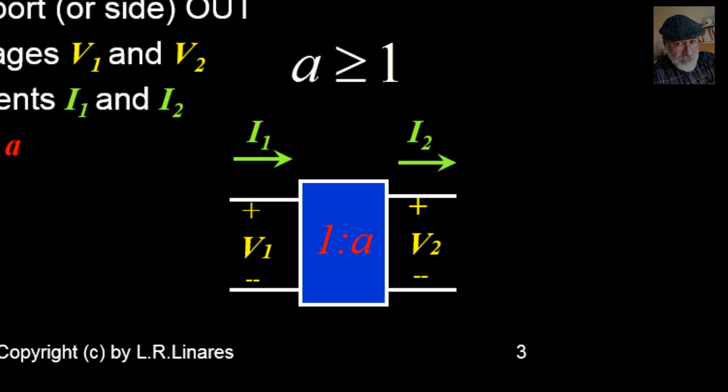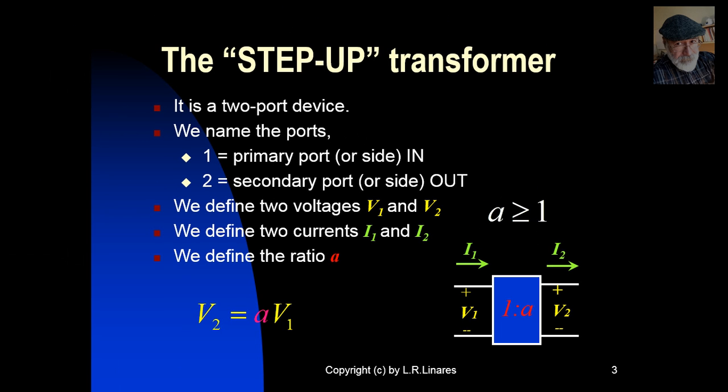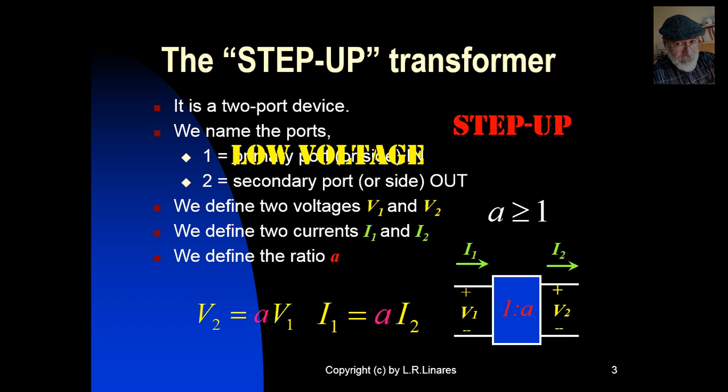The behavior tells us with equations that speak louder than words. V2 is A times V1 and I1 is A times I2. Now the high current side is on the primary and the high voltage side is on the secondary. We call that a step-up transformer. I repeat, the primary now is the low voltage side and the secondary now is the high voltage side.